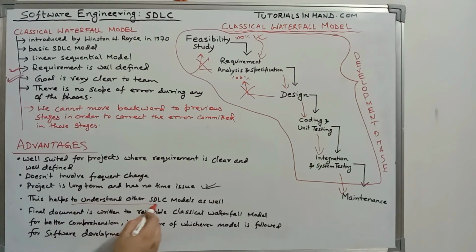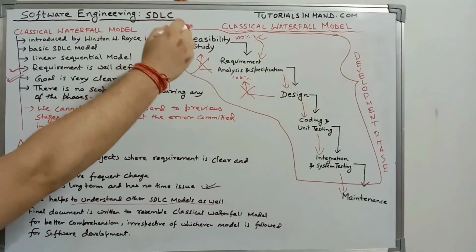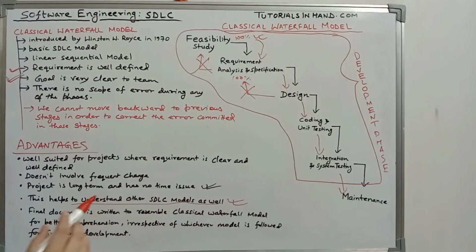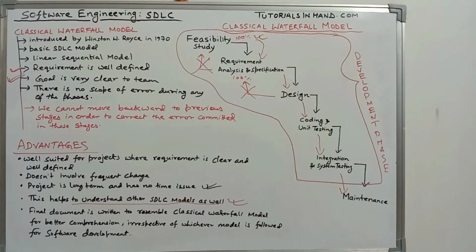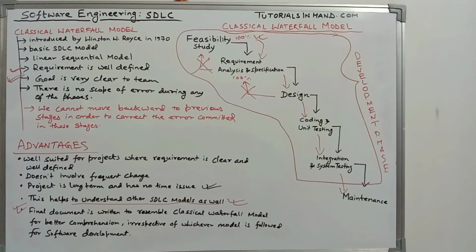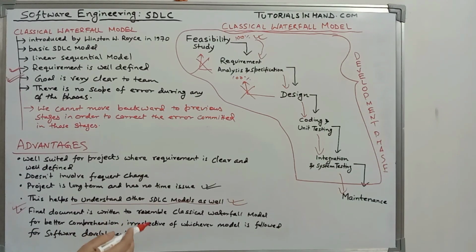If you have an understanding of this SDLC model's stages, then you will be able to understand the other SDLC models like the spiral model, prototyping model, or any other model whichever you follow for your software development product. And this classical waterfall model is also important because irrespective of which model you are following to develop your product, you have to write your final document in classical waterfall model resemblance.